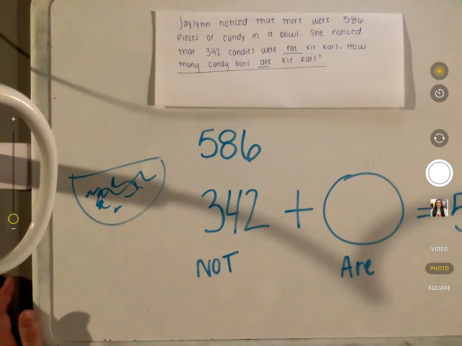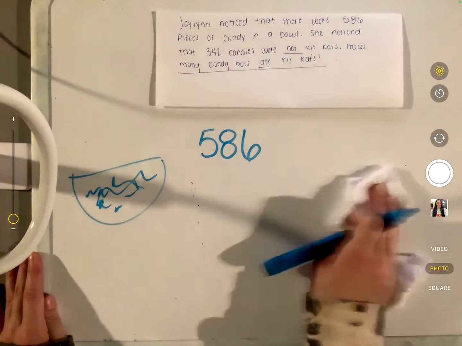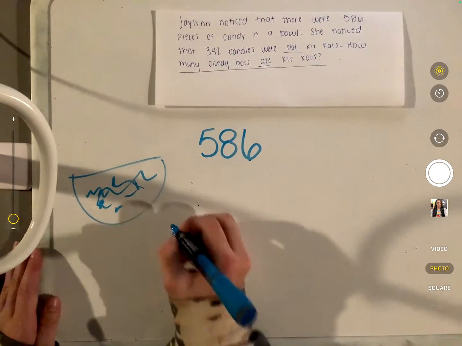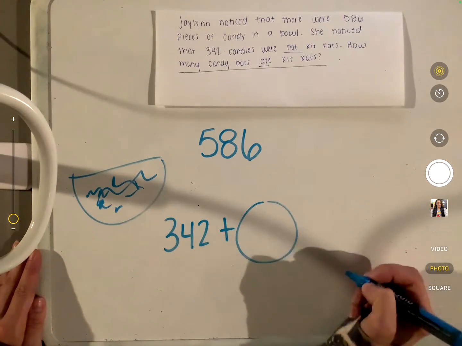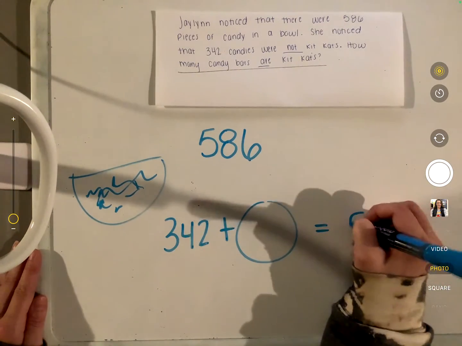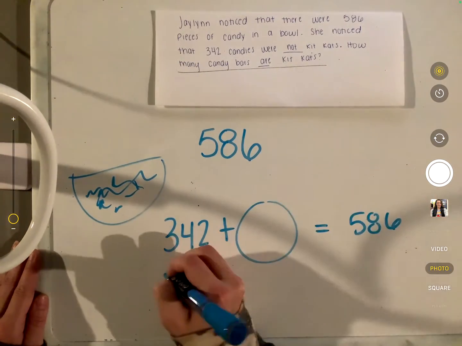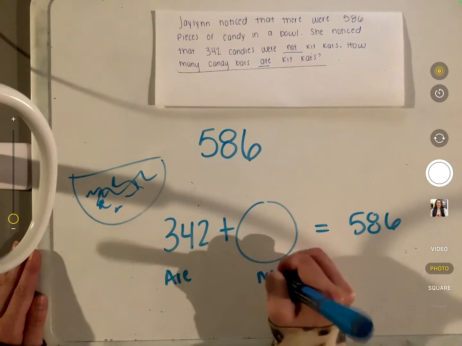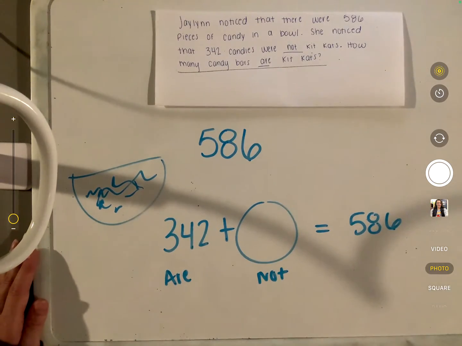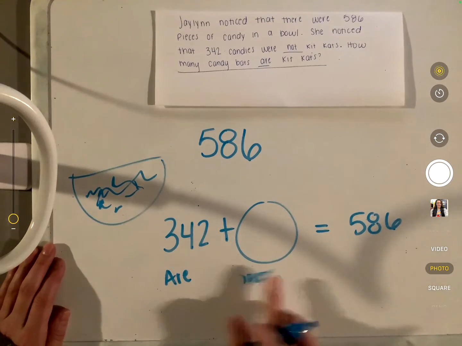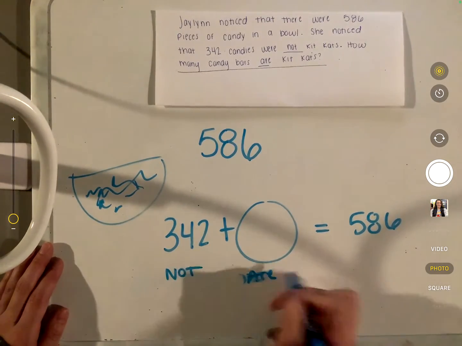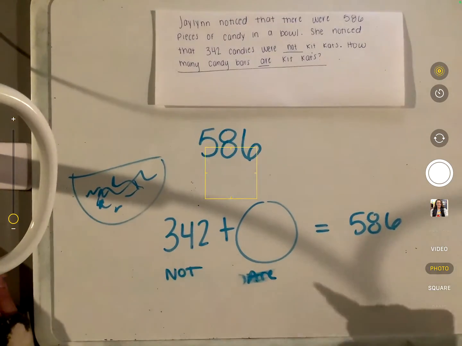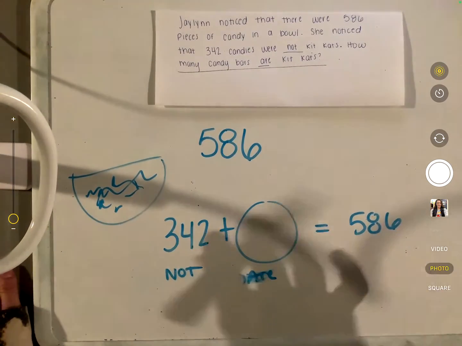Whoops, you can't see that. Hold on. Let me rewrite that so you can see it. So we said this number plus however many are Kit Kats should equal 586, right? Because this is how many are not Kit Kats. This is how many are Kit Kats. Okay? So how am I going to figure out this missing number right here?